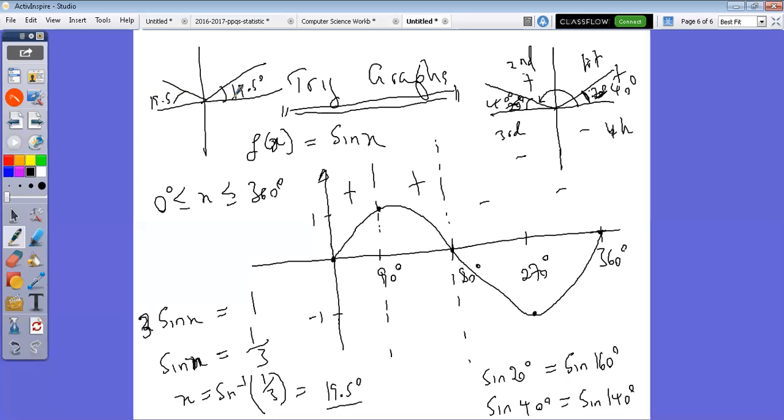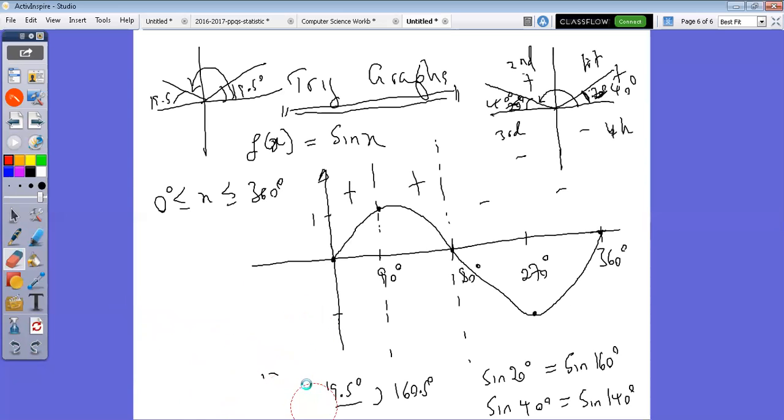So it means the other angle that I want here is 180 minus 19.5. What's 180 minus 19.5? 160.5. Yes. Then those are the two angles. Clear now? Hope it makes sense. Now, let's talk about the negatives whilst we are still there. Then we will apply the same for cos.